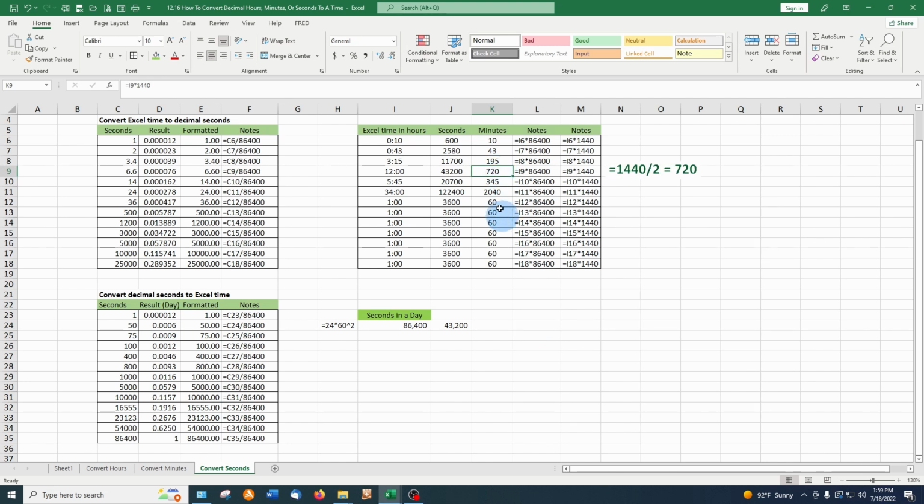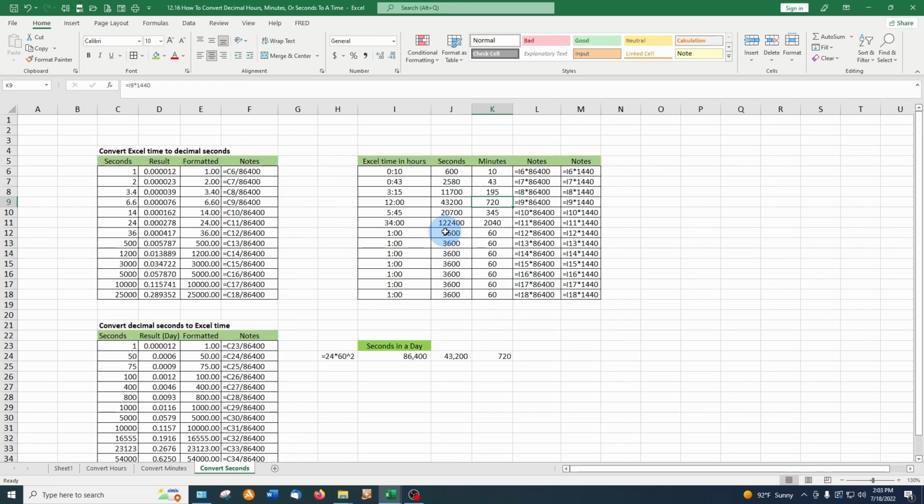If you can't figure out the 720, how many minutes is that? It's half a day. We have 60 minutes times 12, equals 720. This is just filler, so don't worry about it. 34 hours represents 122,400 seconds or 2,040 minutes.